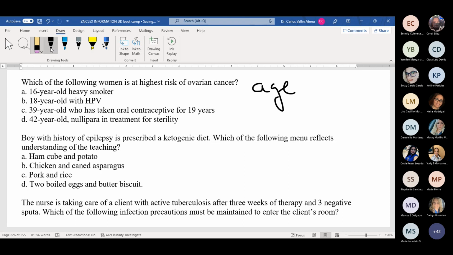Smoking is always a risk factor. But what is the problem here? Too young. No time to develop the cancer. So pay attention to the age. They put the age for a reason. So rule out this option definitely, because it doesn't make sense, it's too young.